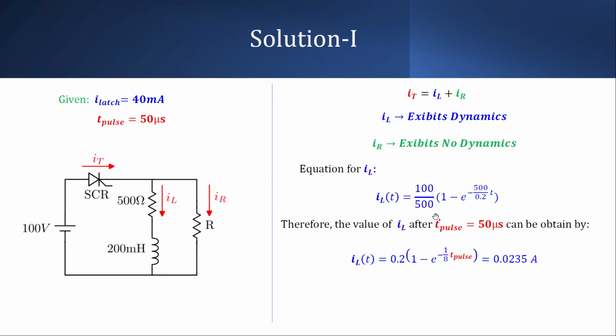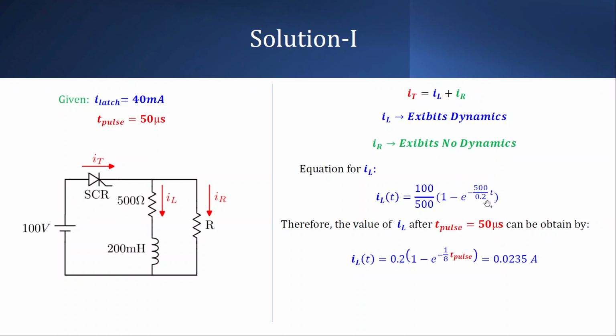So you know this is the final value. What is the final value? At t equal to infinity, the inductor will act as a short circuit. So at t equal to infinity, the final value of this inductor current will be 100 by 500. So 100 by 500 is the current at t equal to infinity, multiplied by 1 minus e to the power minus R by L into t. R is 500 ohms and L is 200 millihenry. So that is the inverse of the time constant that I have written over here.